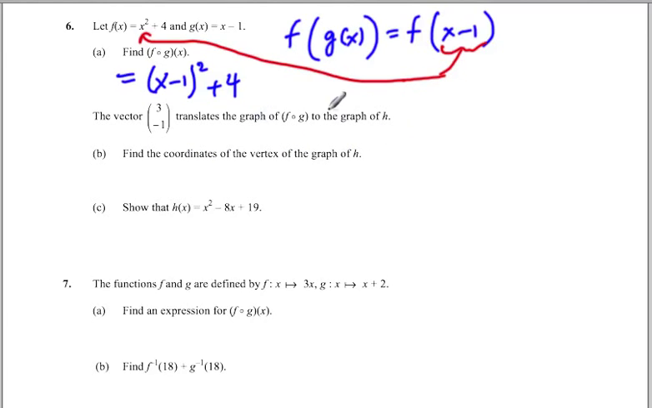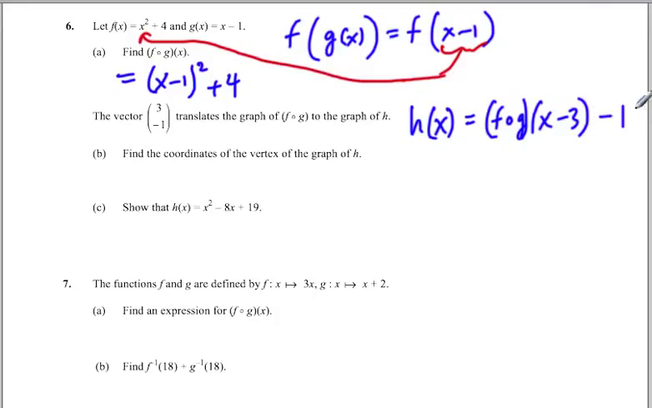So let's first describe the transformation of h in terms of f of g. This is what I mean by that. h of x is really just taking f of g, which is this, and moving it 3 to the right and 1 down. So really what we're doing is taking f of g and moving 3 to the right. Remember, if you move it 3 to the right, it's x - 3, and we're moving it 1 down, so it's -1.